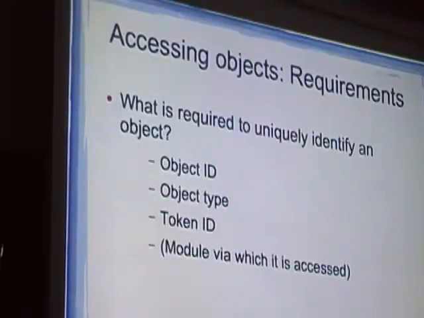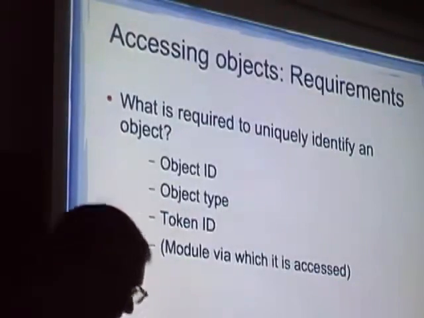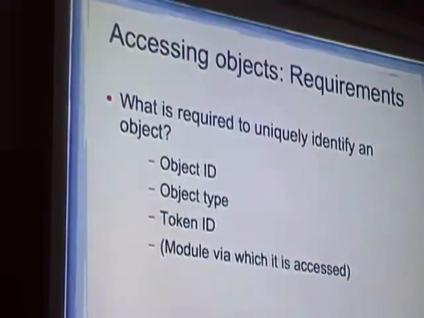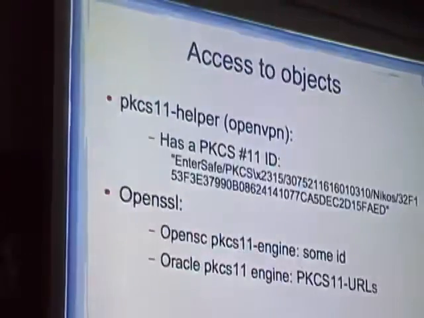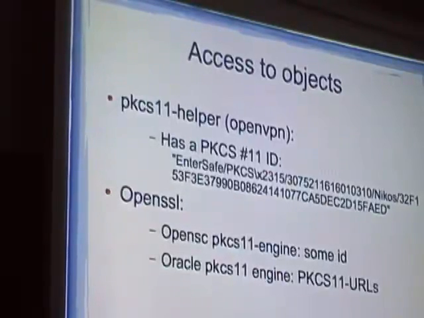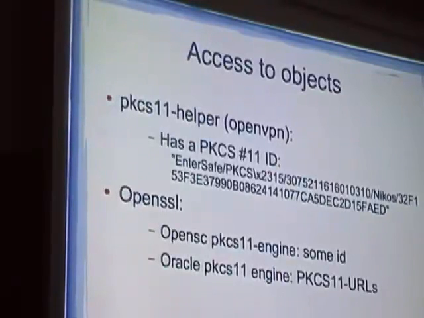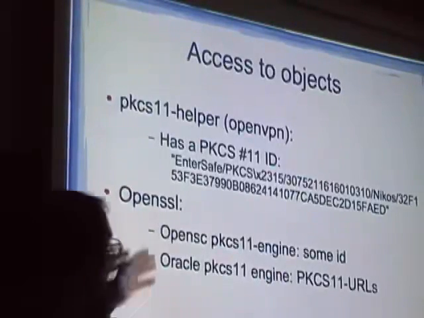And also what we want is to know how we are going to access this object, via which module. Say if you use OpenSC and you want to access a PKCS#11 card, you want to specify that you want to access this module via the OpenSC interface, not some other interface that is not available on your system. So some examples: in OpenVPN, in order to specify a private key and a certificate that reside on a token, you have to specify an ID, something like this.